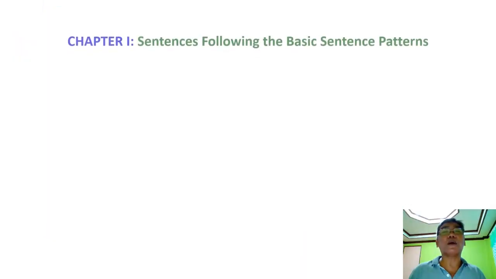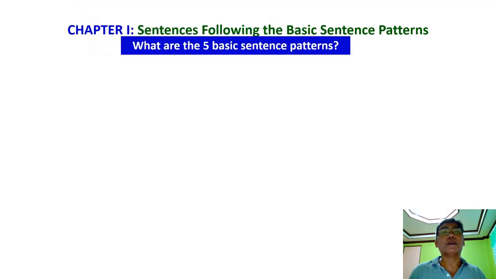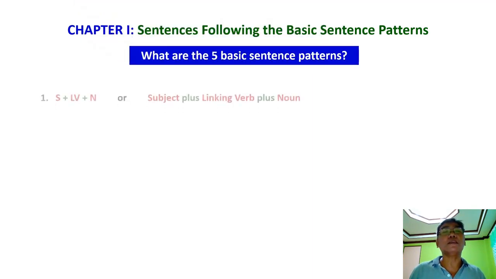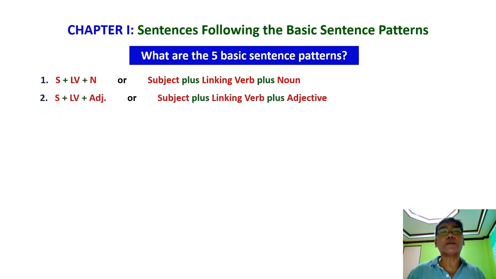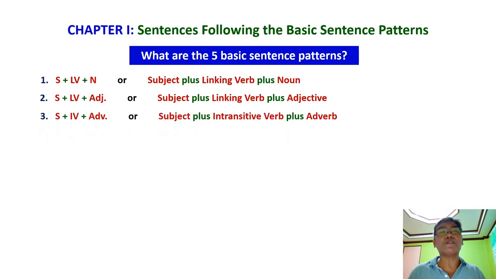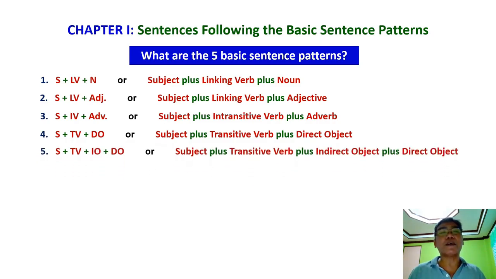Better comprehension. Let us start with Chapter 1, Sentences Following the Basic Sentence Patterns. There are 5 basic sentence patterns. These are, number 1, subject plus linking verb plus noun. Number 2, subject plus linking verb plus adjective. Number 3, subject plus intransitive verb plus adverb. Number 4, subject plus transitive verb plus direct object. And number 5, subject plus transitive verb plus indirect object plus direct object.